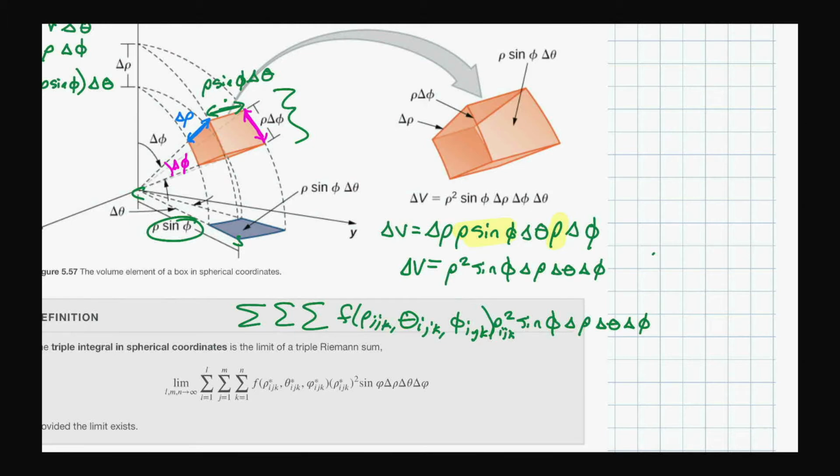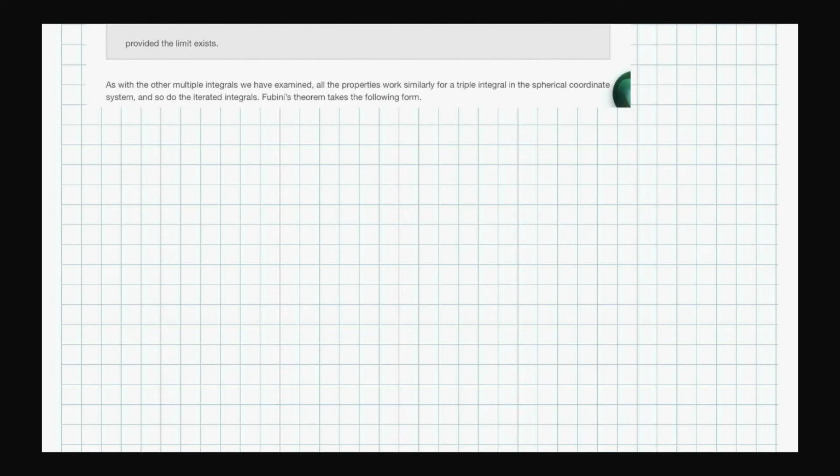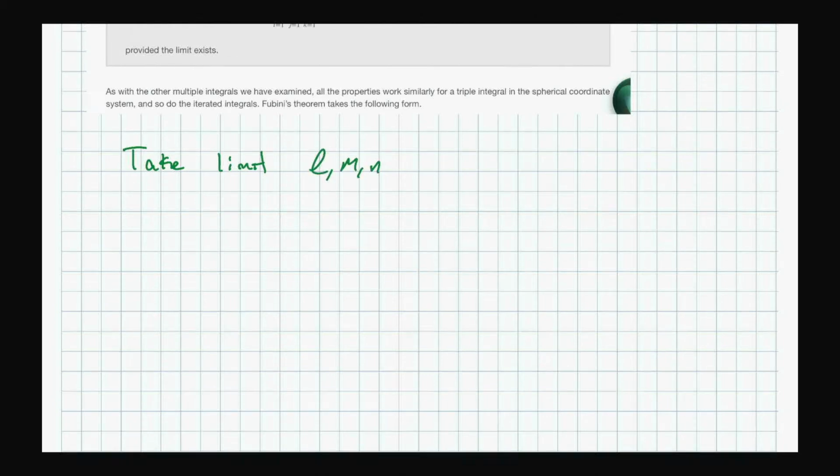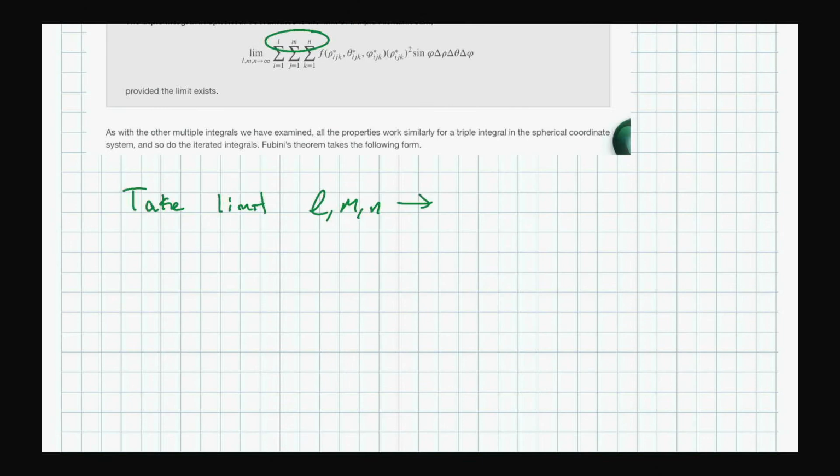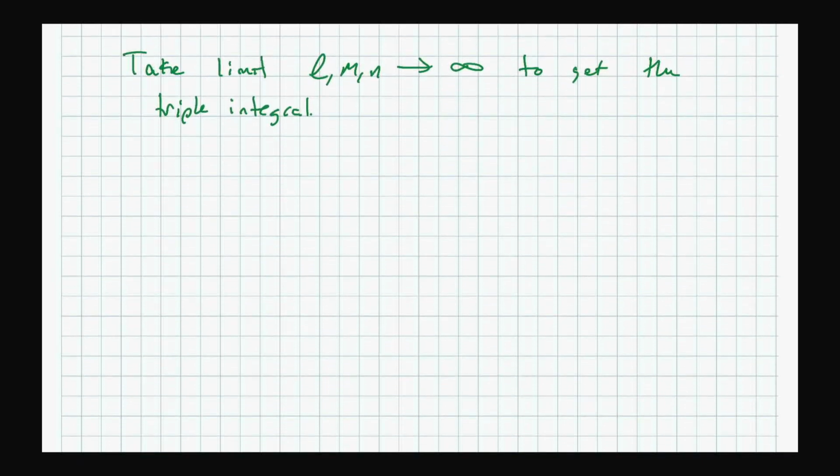Now like before, we're not actually doing any Riemann sums with these. This is just, you can go from the volume of a volume element like this to the sum of many volume elements like this. And then from there, you can take the limit as the I, the J, no, they call them L, M, N, right? The top limits here to infinity to get the triple integral. Now, of course, we don't actually use that for anything. We use Fubini's theorem.